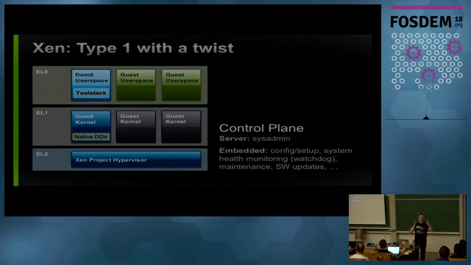So having a big distro running in DOM0 isn't really necessary. What people in the space tend to do today is just use a basic Linux kernel with a root file system or something like that. But this could be made smaller, and there's some work going on in this area. And that shows you the control plane. So we talked about some of the specific requirements in embedded.